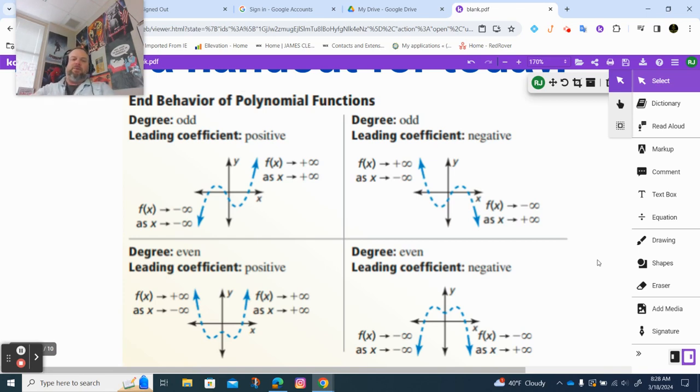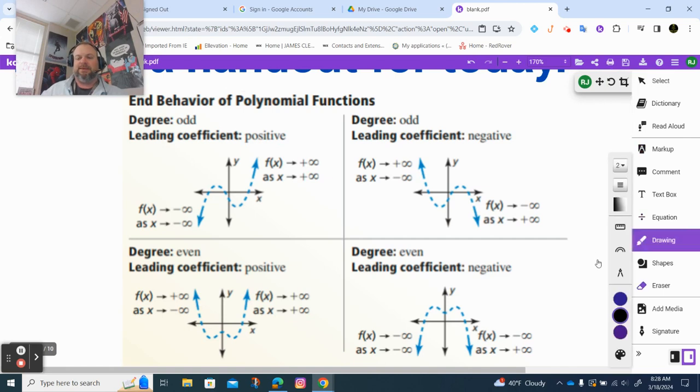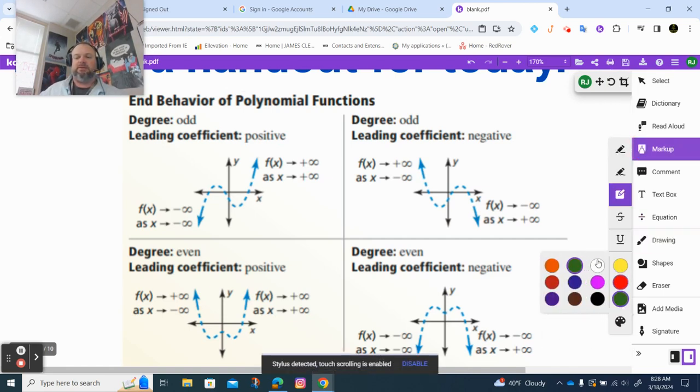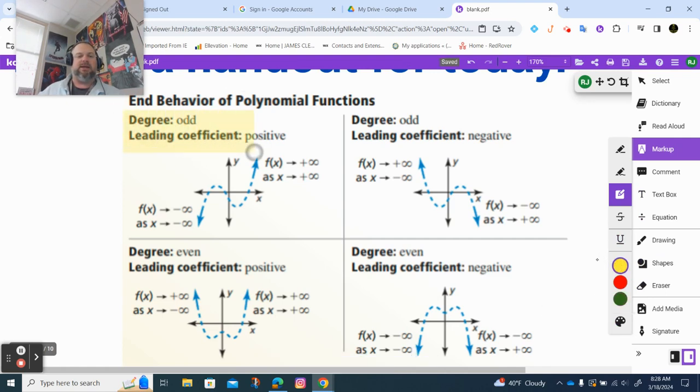All right. So we have these rules that somebody came up with. Basically, if the degree of the polynomial is odd and the leading coefficient, that means the big number when we put it in standard form, is positive. As it goes left, this is what this means. As x goes to negative infinity, y goes to negative infinity, and y goes to positive infinity as x goes to positive infinity. Basically, as x gets positive, y gets positive. As x gets negative, y gets negative. Kind of makes sense, doesn't it? That's all this stuff means.